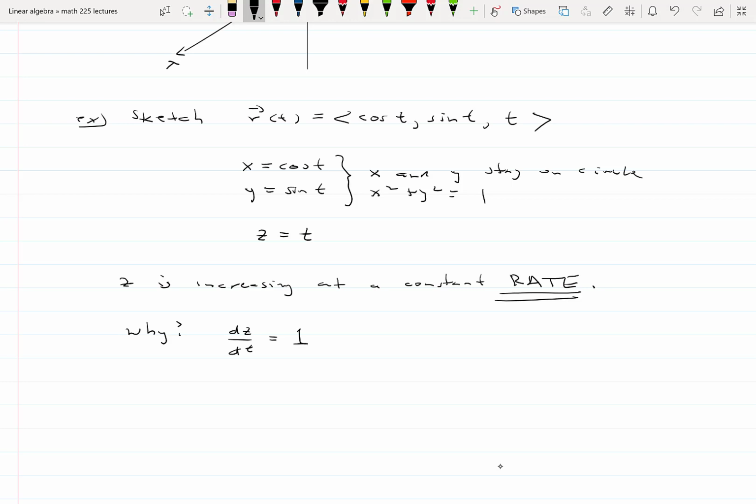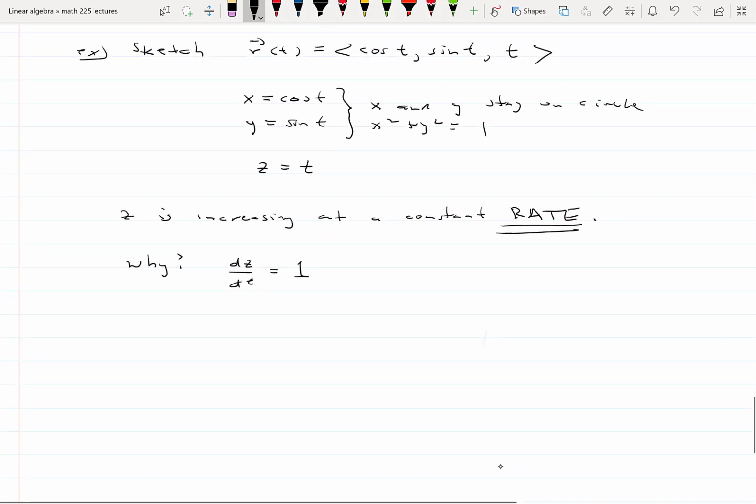Okay, so the z-value is increasing at 1 unit in the z direction per second, per whatever the units of t are. Okay, so now think about this. X and y stay on a circle, but the z-value increases at a constant rate.